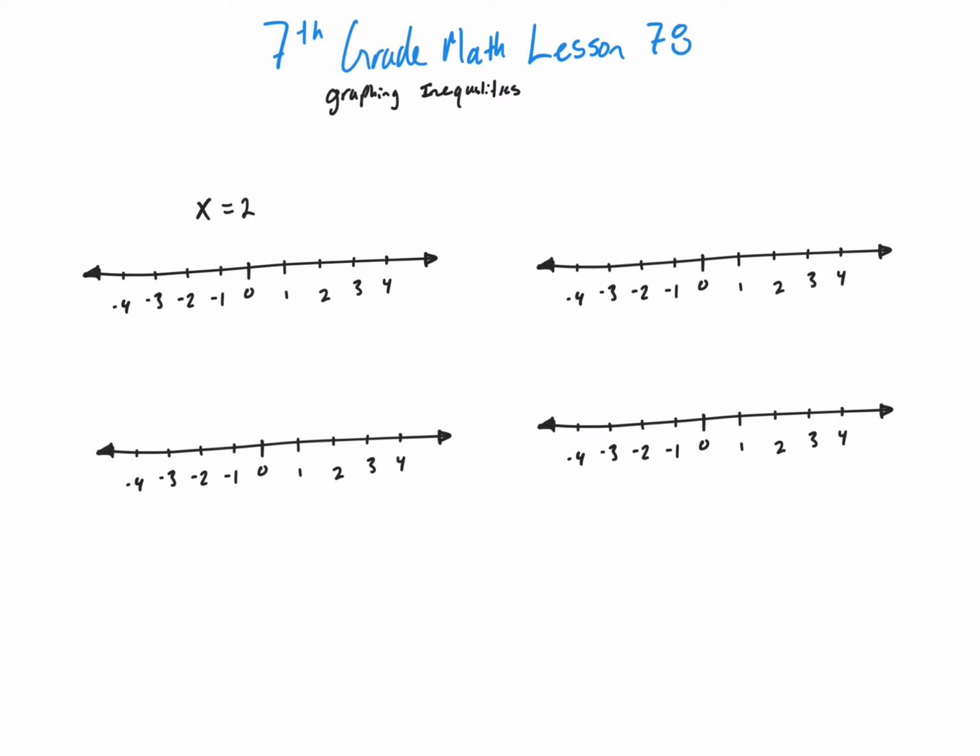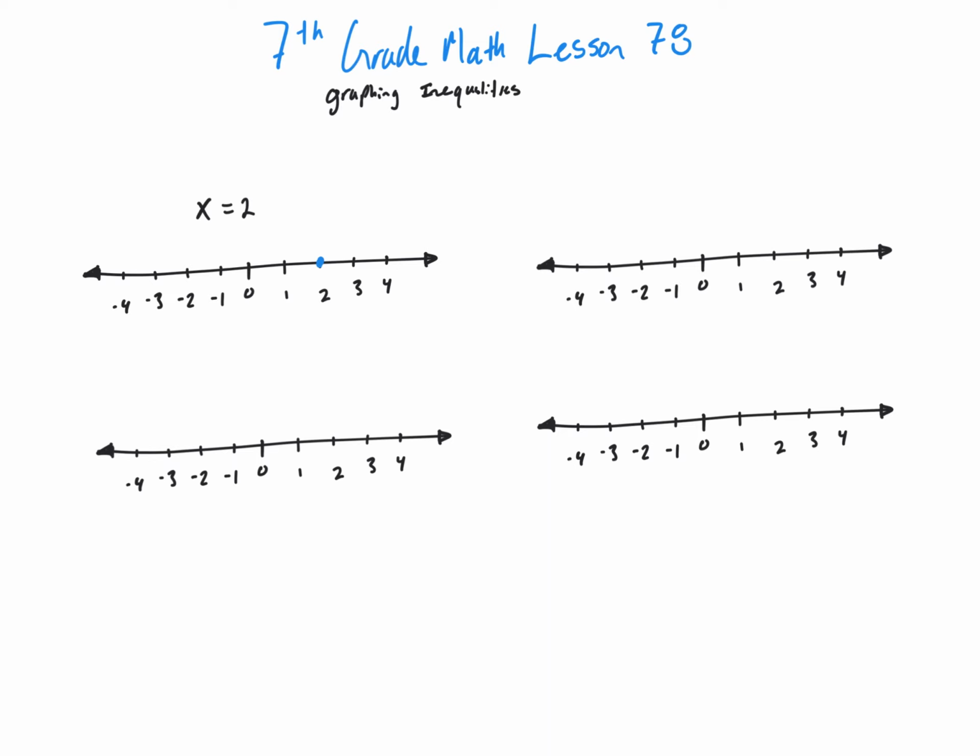This is lesson 78, and we're talking about how to graph inequalities. Before we jump into graphing inequalities, let's just talk about what it would look like if we were to graph something that was equal, an equality, not an inequality. So something like x equals 2. If we were to graph that, there would just be a dot on 2. The only solution that would make this true would be the dot, or the number 2. Nothing else would work. Anything down here, nothing up here would work.